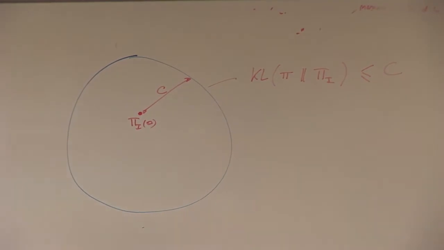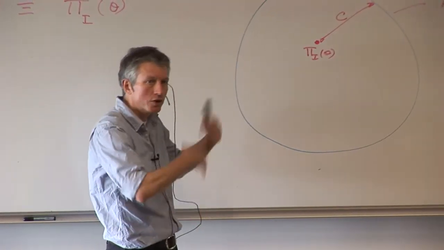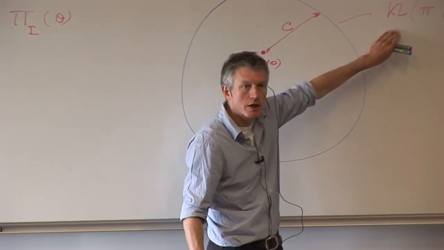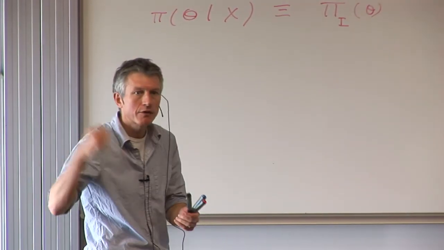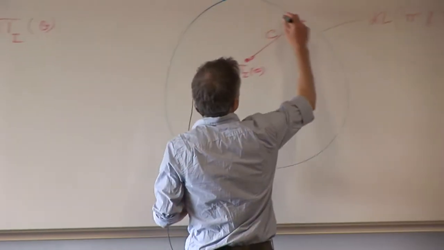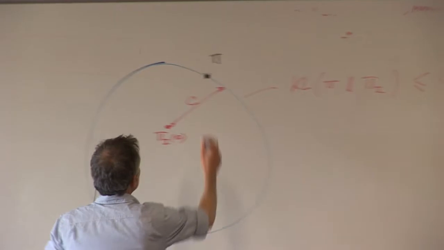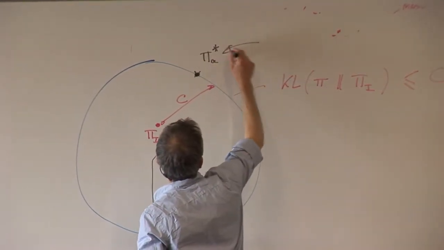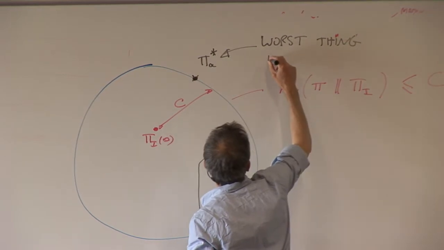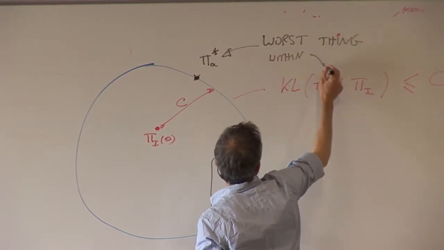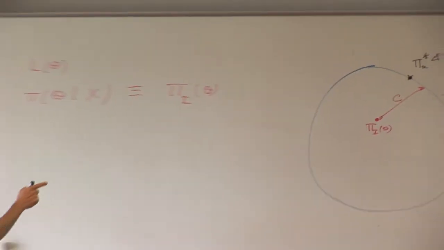What I claim is that if you could perform that search over the space of all distribution functions within that constraint, and if I could select that one distribution function which gave you the worst possible outcome, it would have the following form. So this point here is pi star A. My notation's a bit horrible. This is the worst thing possible, well, the worst thing within this neighborhood. My claim is that that distribution function has the following form.